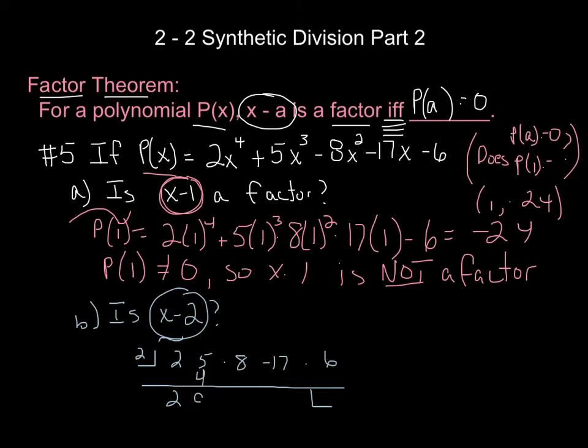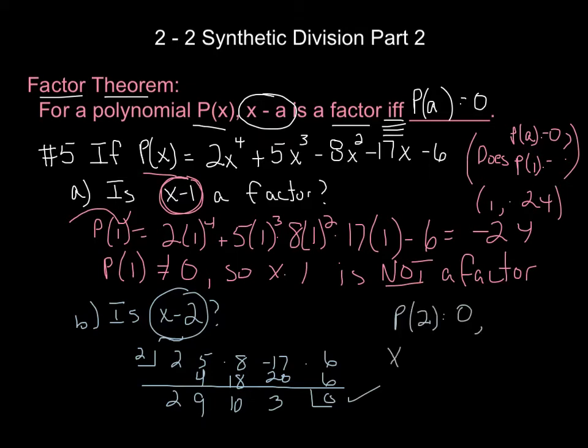5 plus 4 is 9. 2 times 9 is 18. 18 minus 8 is 10. 2 times 10 is 20. 20 minus 17 is 3. And 2 times 3 is 6. And ding, ding, ding, 6 minus 6 is 0. Boom. So p of 2 is 0.